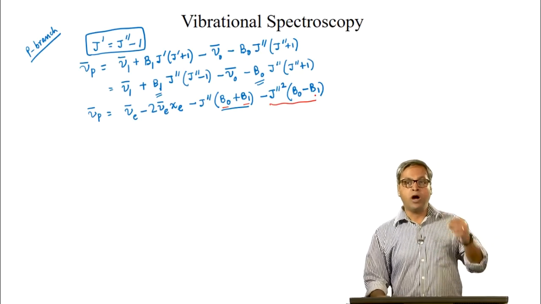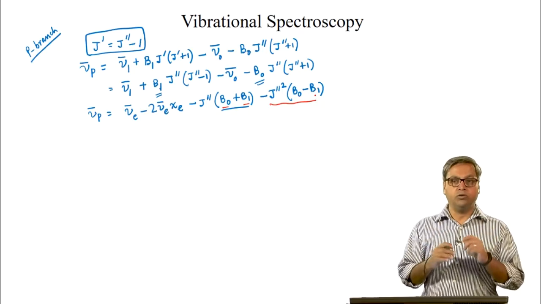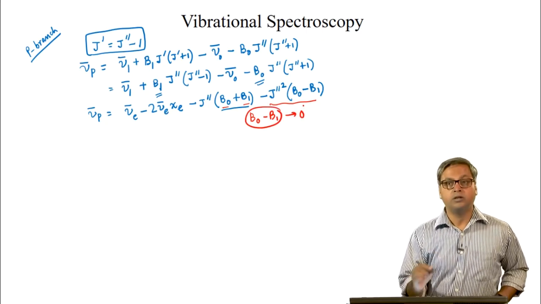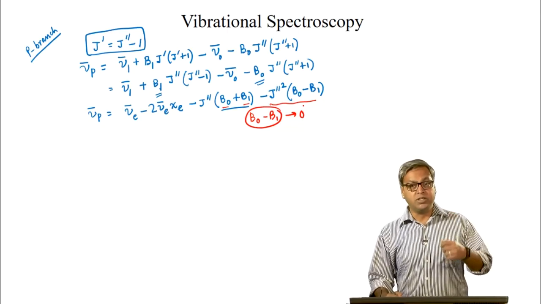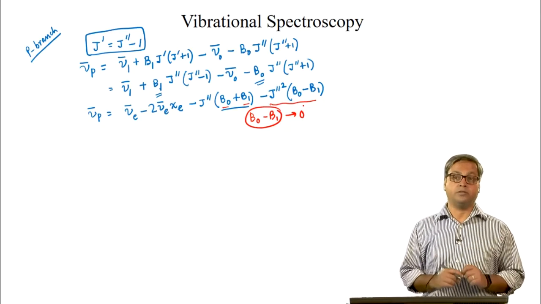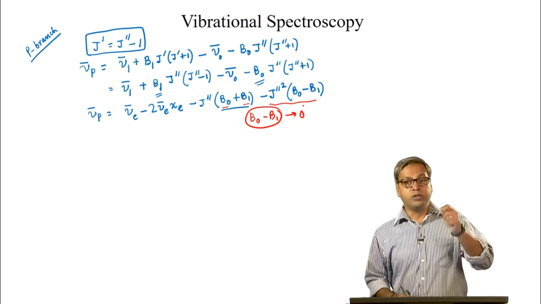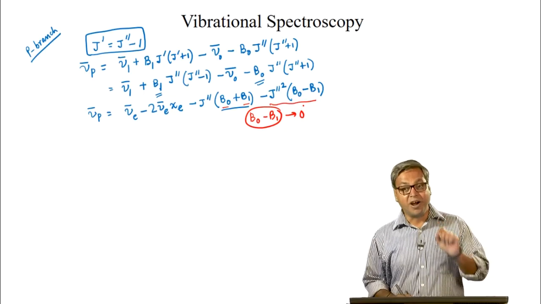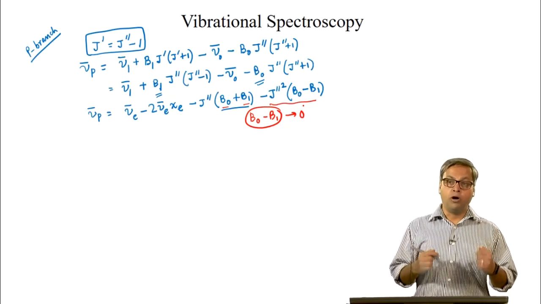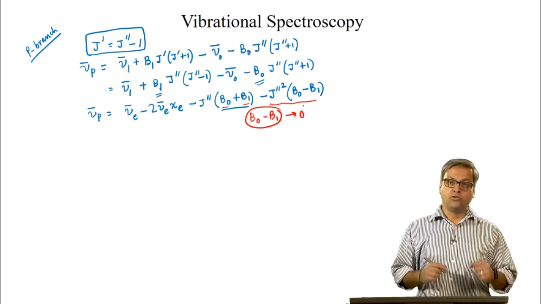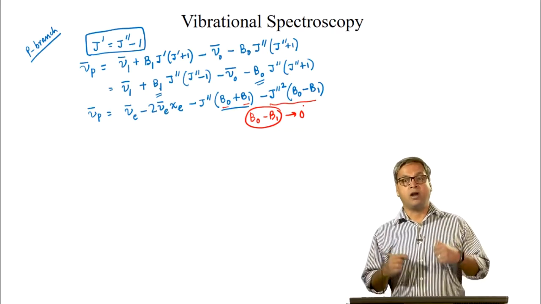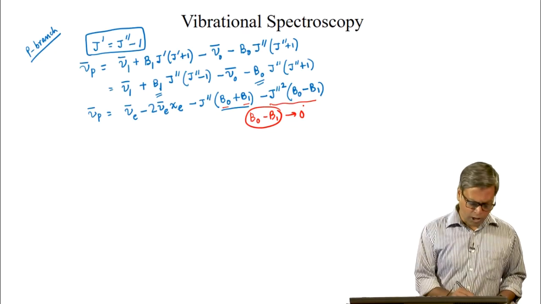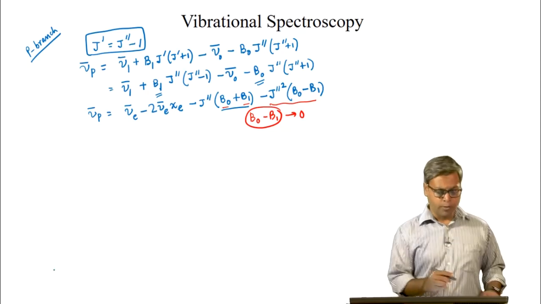So, before, as B 1 was considered to be equal to B 0, that means B 0 minus B 1 was 0. But now, as B 0 is slightly greater than B 1, this term appears. This term is going to be small, since B 0 is only slightly greater than B 1. However, this term makes the energies lower as J double prime increases. So, the lines in the P branch are farther and farther apart as the rotational level increases. So, now, let us look into the R branch.